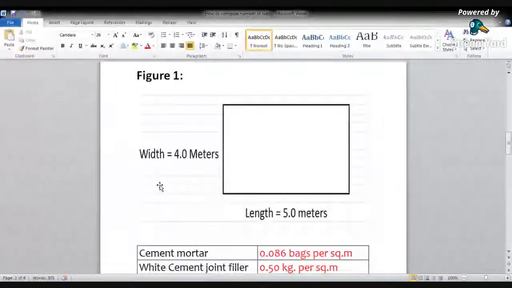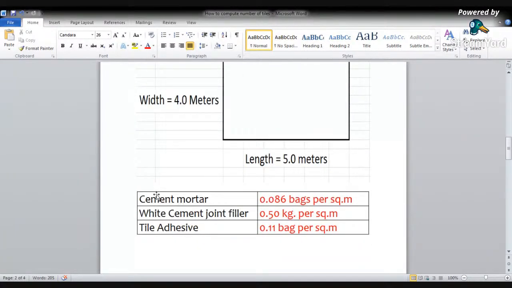So the first thing you do is calculate the area of the floor. Or if you will install tiles on the wall, you will compute the area. So it means we need only the area. Any walls or floors that you need to install or that require tiles, you need to compute only the area. Take note, it is not cubic meter, it is area.